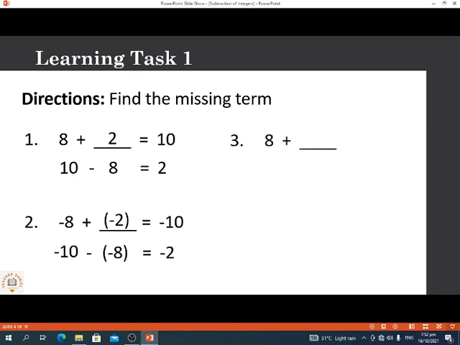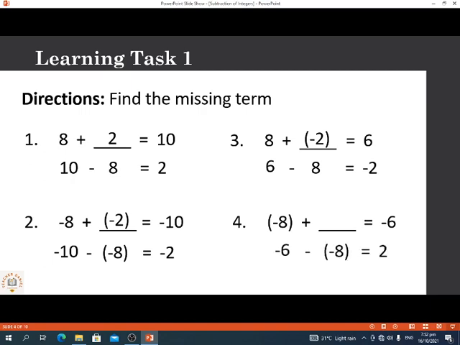Number 3, 8 plus blank equals 6. What do you think is the missing number? So we have 6 minus 8 equals negative 2. So the missing number is negative 2. And last, we have negative 8 plus blank equals negative 6. So we have negative 6 minus negative 8 equals positive 2. So the missing number is positive 2.